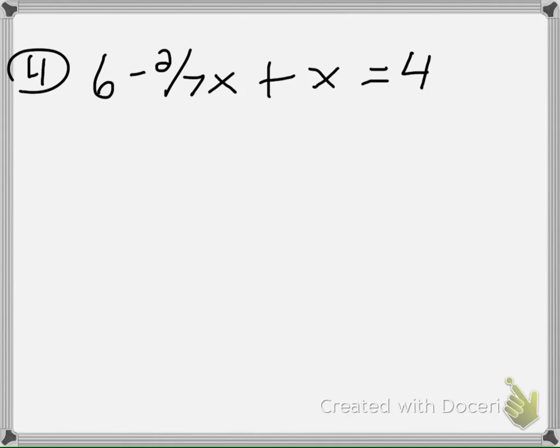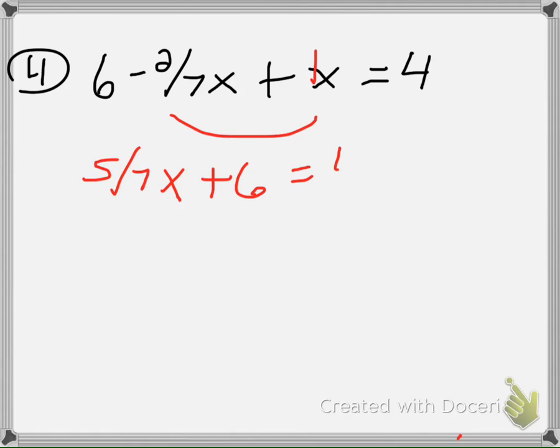Here we go. Like terms. Now you have to remember that this x, when it doesn't have a number in front of it, the number is 1. So I'm really adding 1x to negative 2/7 x. So I'm thinking in my head of this as 7/7 x, because 7/7 is 1, and 7/7 and a negative 2/7 is going to give me 5/7 x. So I have 5/7 x. Nothing happened to the 6, so I still have a positive 6 equals 4.